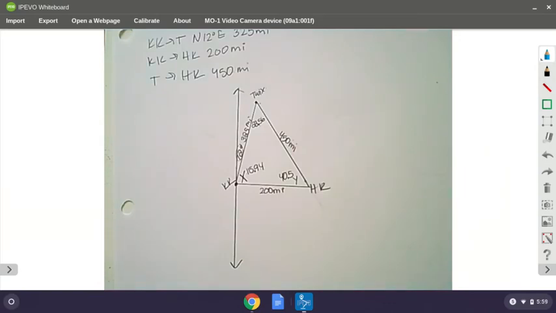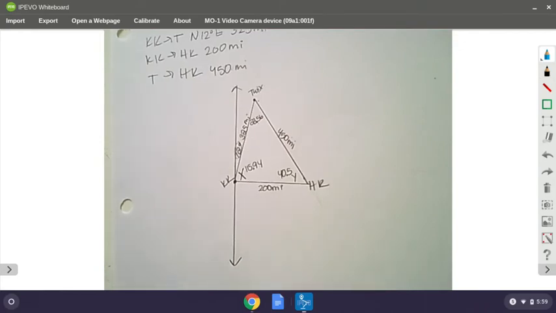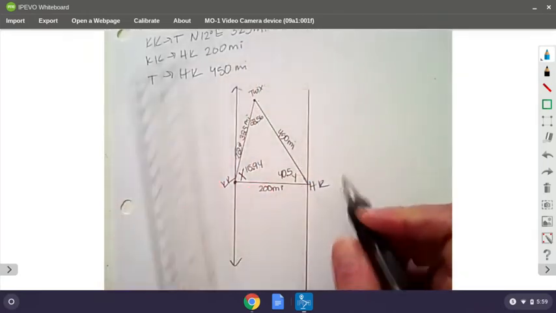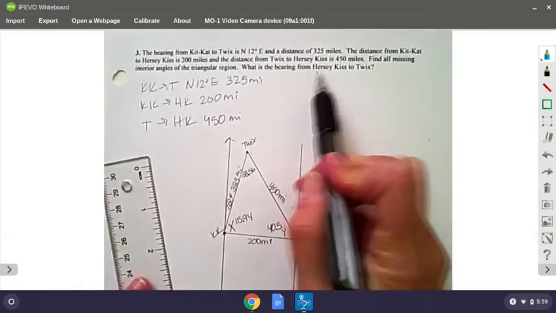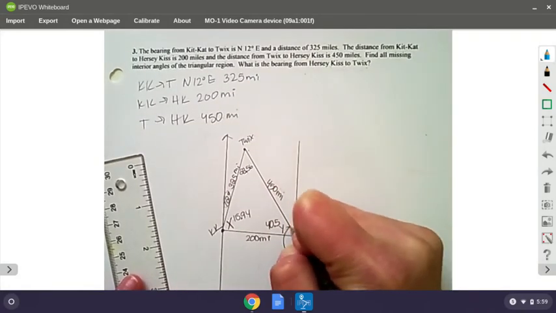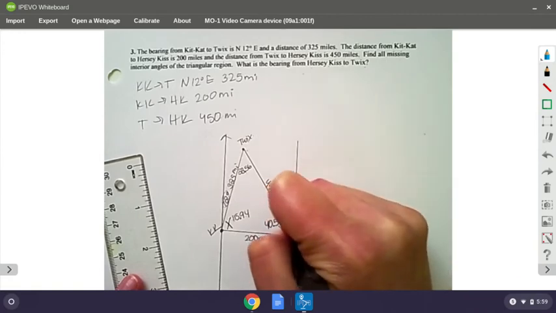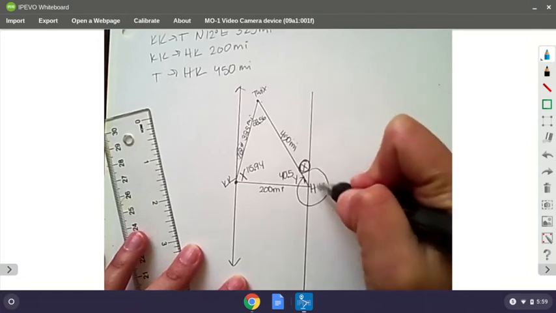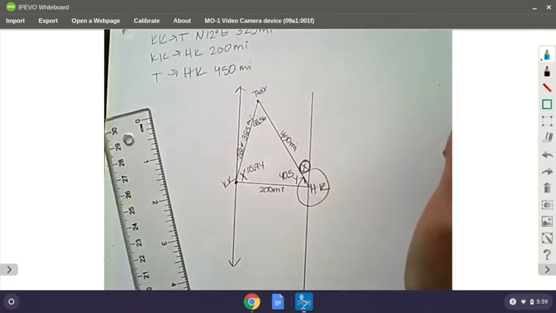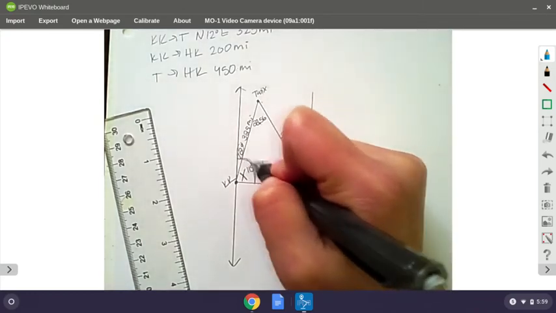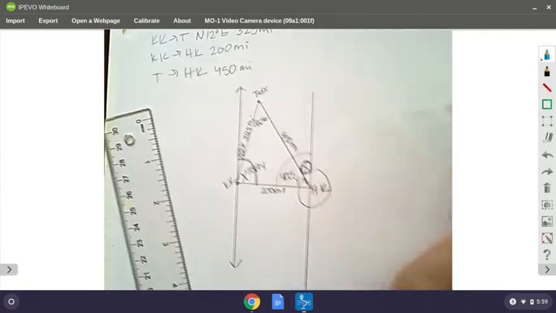Next, it also asks, what is the bearing from Hershey Kiss to Twix? We already found all the interior angles. So Hershey Kiss to Twix, we need a bearing line through Hershey Kiss. So you need the line through whichever one it says from. So from Hershey Kiss to Twix means we want from here to here. So basically, if I can find this angle here, subtract that from 360, that would give me my bearing from Hershey Kiss to Twix.